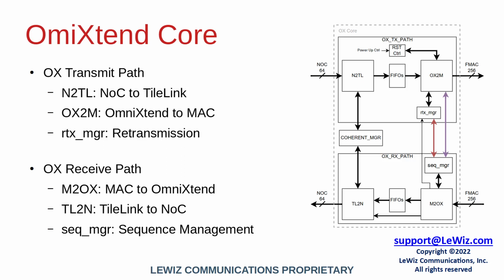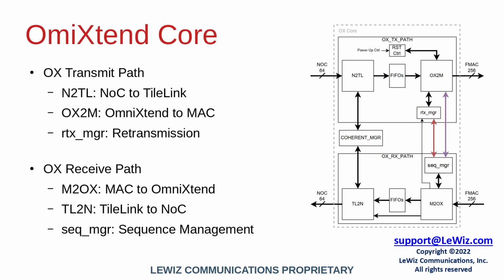In the OX core's transmit path, the N-to-TL submodule converts NOC commands into TileLink messages for storage in the intermediate FIFOs. The OX-to-M submodule packages each TileLink message in a TLOE frame for transmission by the LMAC. The retransmission manager controls retransmission of frames from a local buffer when a negative acknowledgement is received by the RX path.